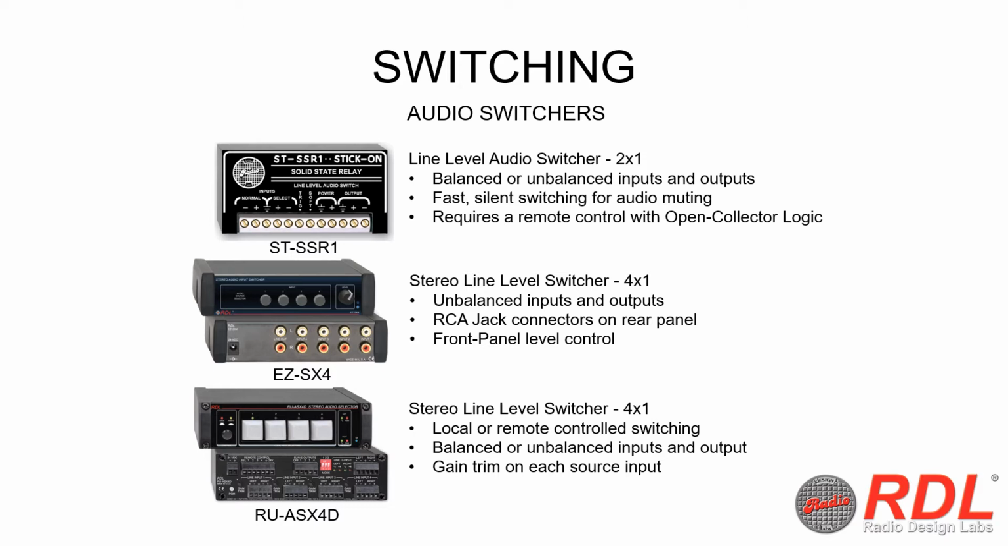The EasySX4 is a 4x1 stereo line level switcher. It has unbalanced inputs and outputs on RCA jacks on the rear panel, and source selection and level control on the front panel. The RU-ASX4D is also a 4x1 stereo line level switcher. This unit has source selection on the front panel, or it can be remotely controlled. On the rear panel, it supports balanced and unbalanced inputs and outputs on removable terminal blocks, and gain trim is provided for each of the source inputs.